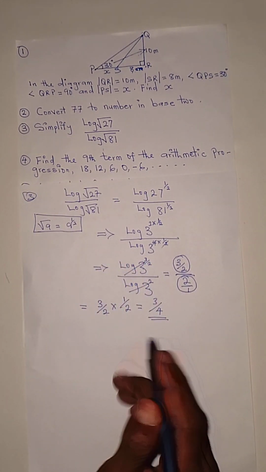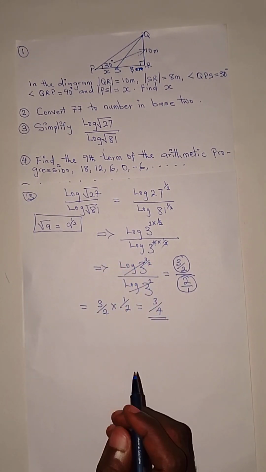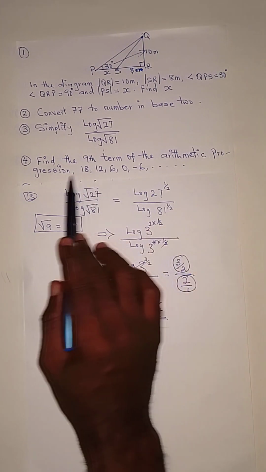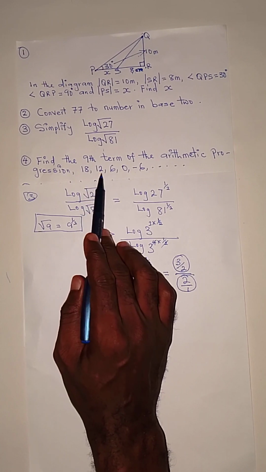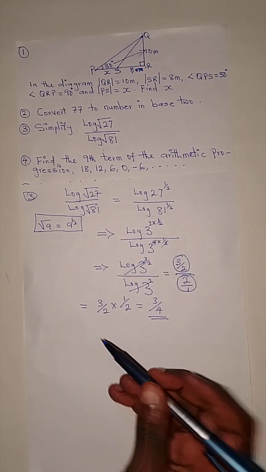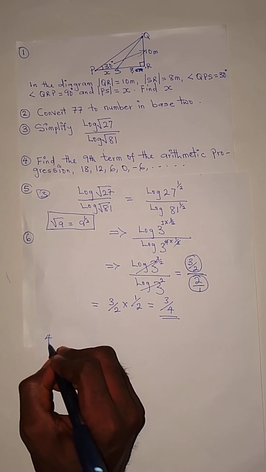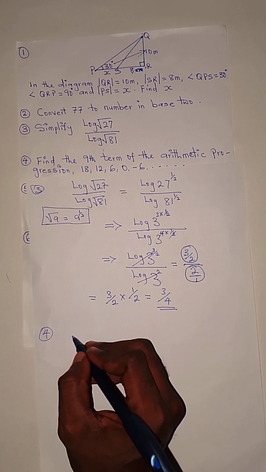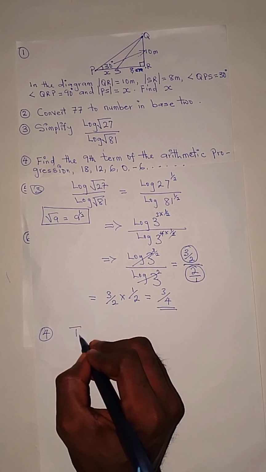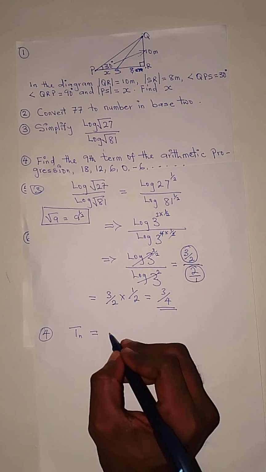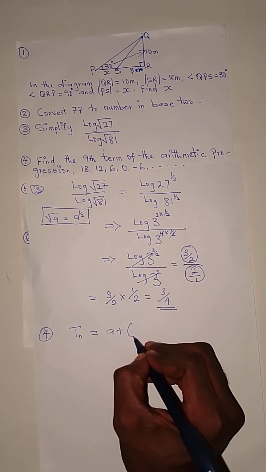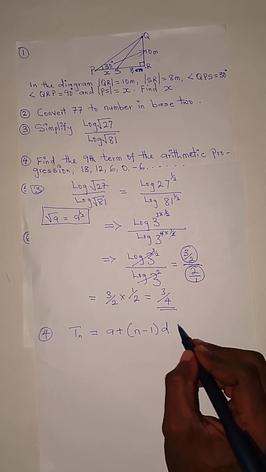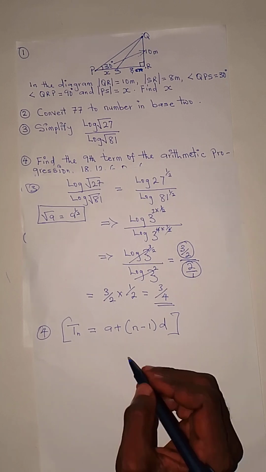Question number 4 says, find the ninth term of the arithmetic progression 18, 12, 6, 0, minus 6. Okay. Now you first of all need to know the nth term of an AP. Nth term of an AP is given as A plus open bracket n minus 1 close bracket d. So this is the nth term of an AP.